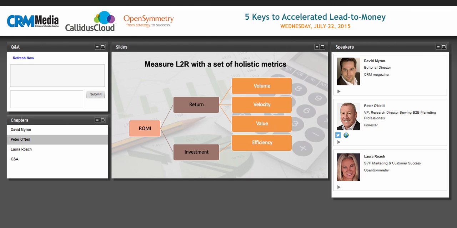Now, in terms of metrics, we would recommend the so-called 3 V's and 2 E's in terms of analyzing and understanding what type of success metrics you have.